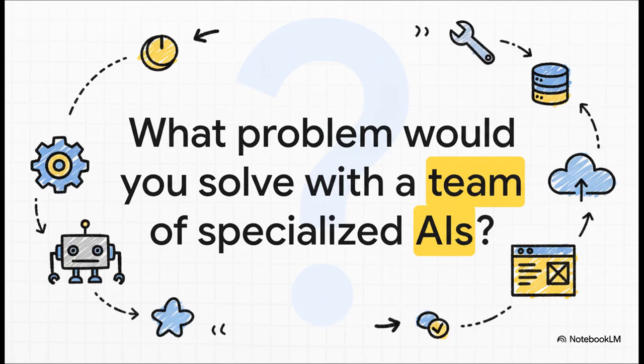So as we look to the future, the picture is becoming really clear. It's not about building one single monolithic super AI, it's about creating a collaborative ecosystem, a team of highly specialized agents, each with its own skills and tools. And that leads me to the final question for you. If you could build your own crew of AI agents, what big problem would you want them to solve?